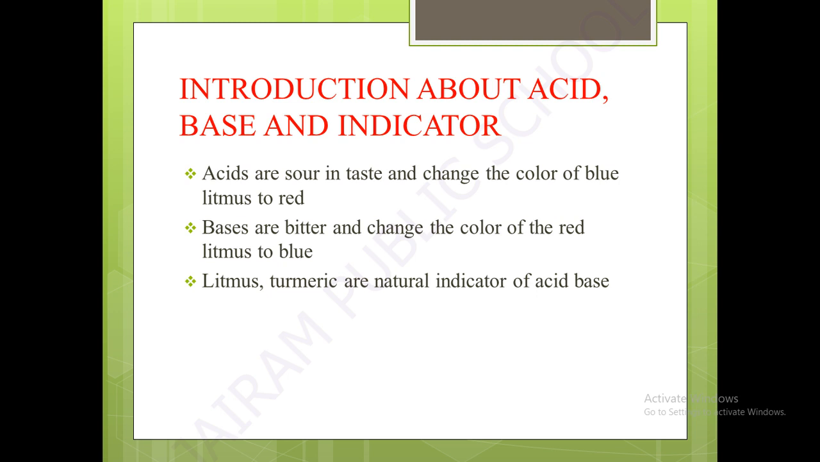And before going into the topics, we should know what is meant by an acid, what is meant by base and what is meant by an indicator. So in general, acid is derived from the Greek word acidos, and it will change the blue litmus paper into red in color. The best examples for acid are hydrochloric acid, sulfuric acid, nitric acid, acetic acid. These are the common examples you already studied in the lower classes.